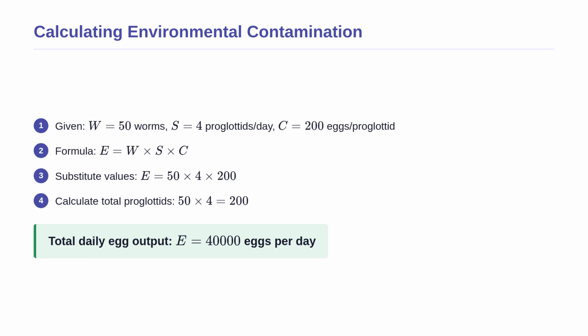First, we substitute our given values into the equation, replacing W with 50, S with 4, and C with 200. Next, we multiply the 50 worms by the 4 segments, giving us 200 total segments shed every day. Finally, we multiply those 200 segments by the 200 eggs inside each one. The result is 40,000 infectious eggs shed into the environment every single day. This massive number clearly illustrates why thorough hand washing is absolutely critical to stop the spread.